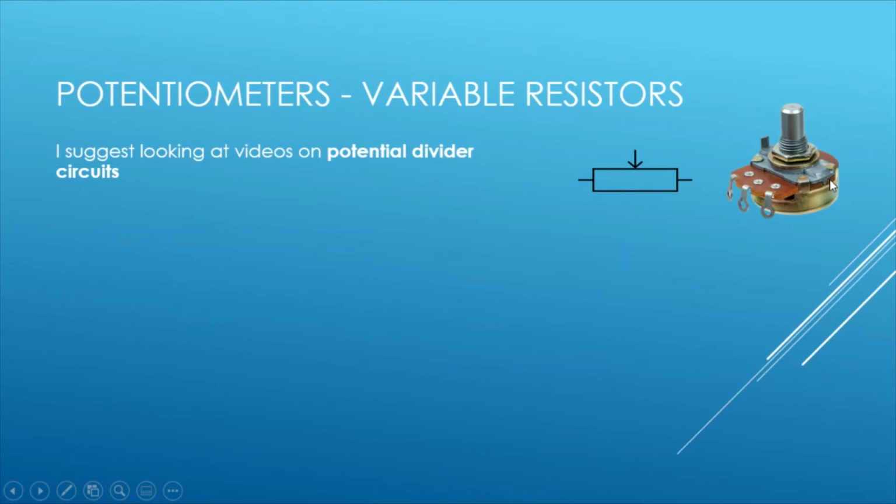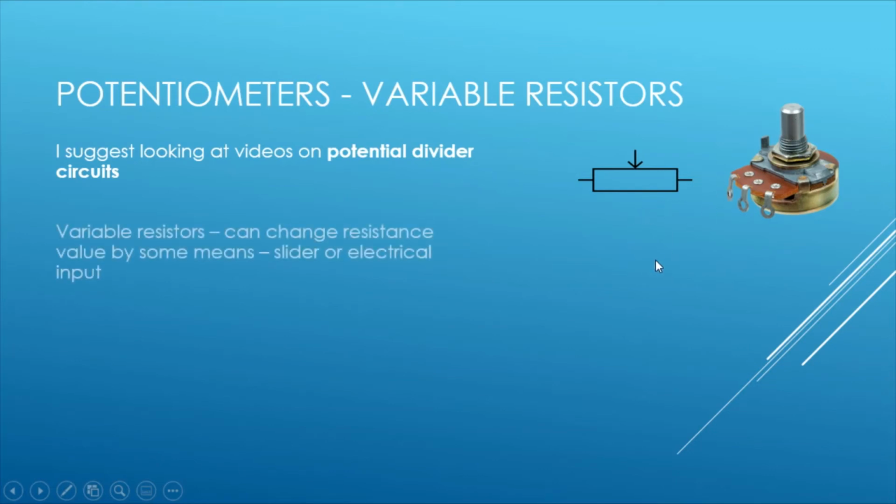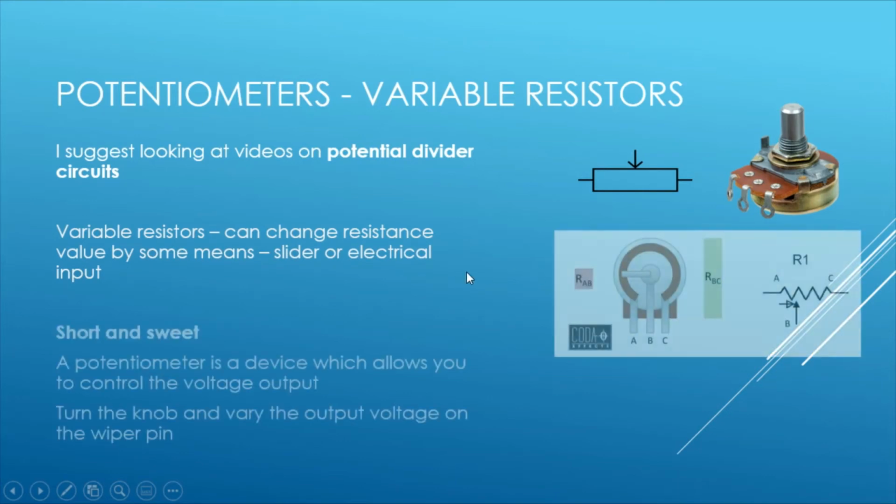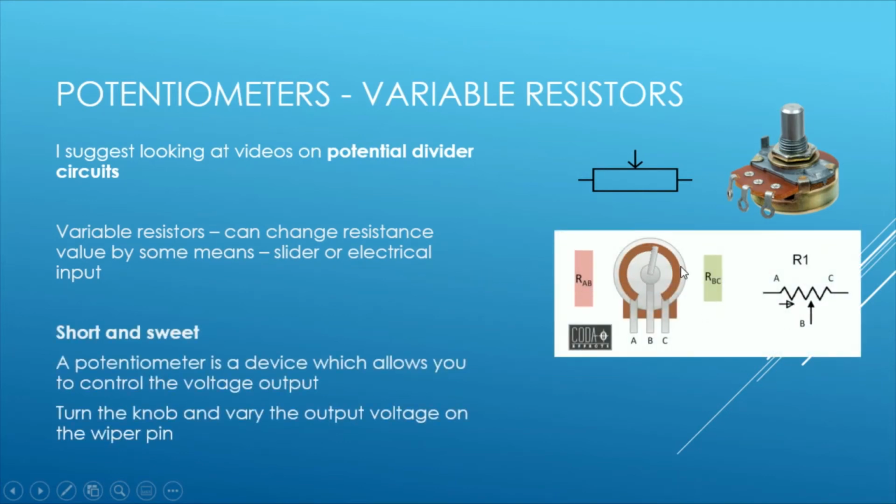And this is what a rotary potentiometer looks like. So this will spin and it will change the resistance. It'll essentially change resistance depending on some means. Some are sliders, some are rotational, and some have electrical inputs. But here you can see the rotation changes that slider, changes how much resistance is going through. So we can control the output voltage by turning this knob.